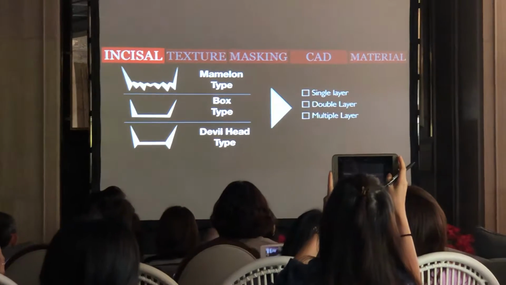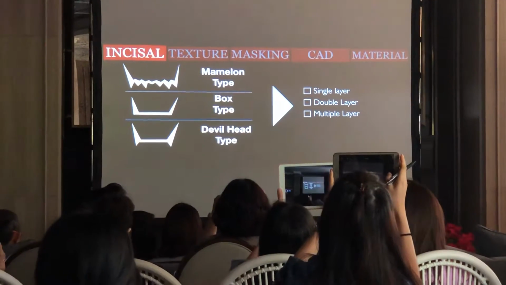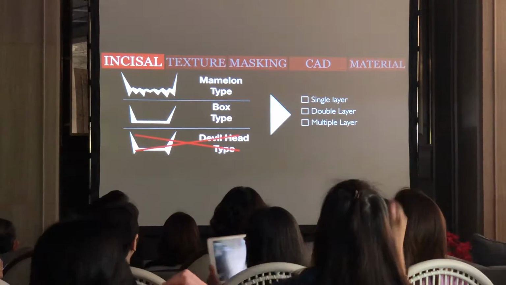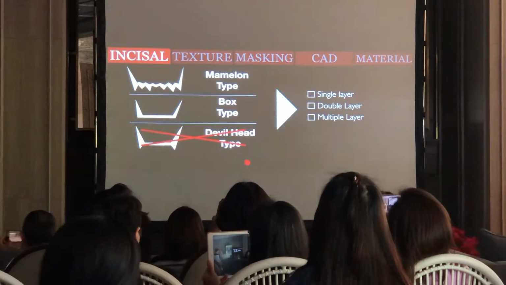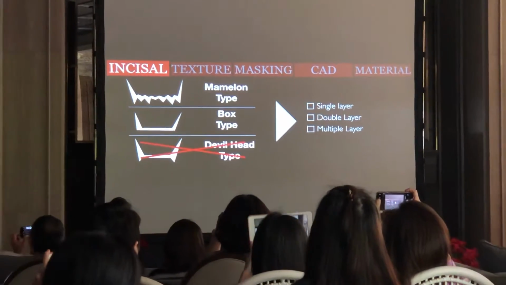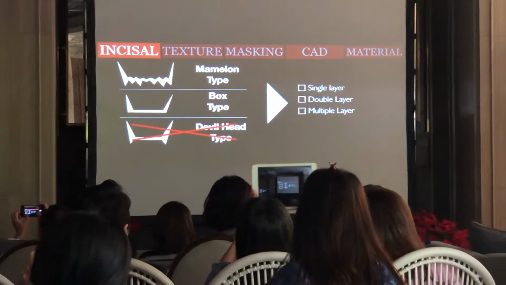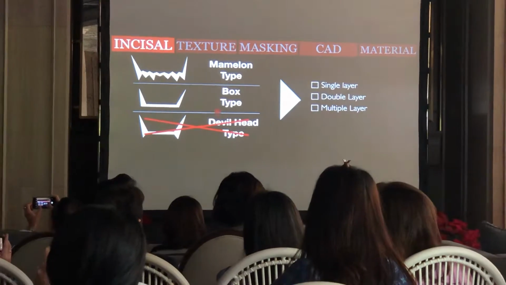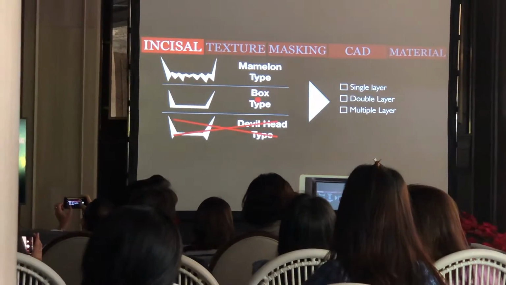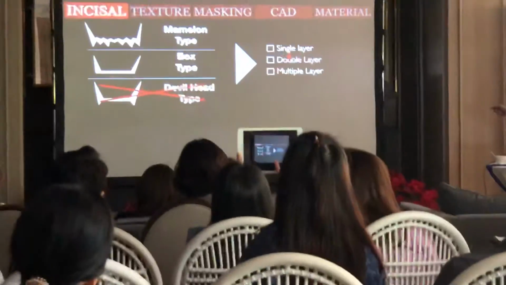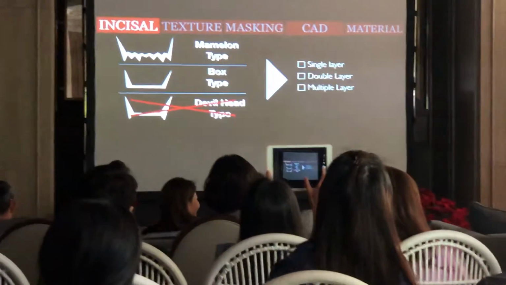And then, thinking about that, if you already know this patient is not devil head type, and this patient's tooth is not opaque, so either box type or Marbella type, right? Do you want to use a single layer, double layer, or multi-layer block?